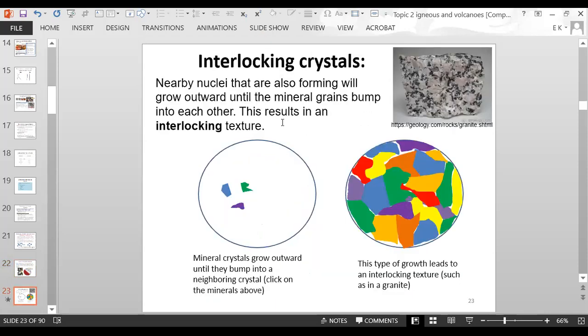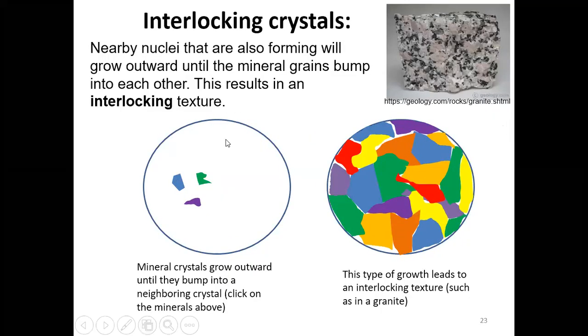And then you get what's called an interlocking texture or interlocking crystals. So nearby nuclei that are also forming will grow outward until the mineral grains bump into each other. This results in an interlocking texture. Okay, so the mineral crystals grow outward until they bump into neighboring crystals. Just like that. Okay, so I'll show you again because it's fun, right? They're growing outward until they bump into each other.